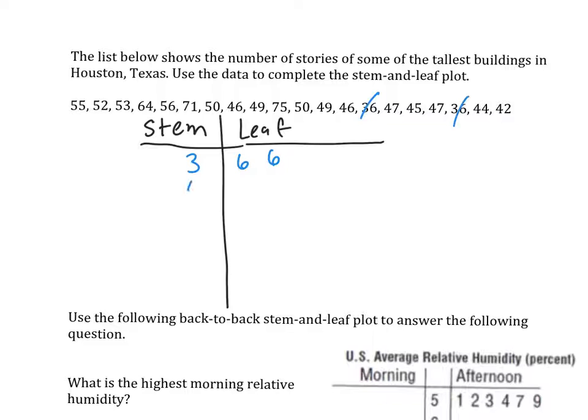And then we have some 40s. So we'll make a stem of 40. And it looks like the lowest one is 42. And then we have a 44. Also 45. 46. And another 46. Oh, those are a little bit close. So I'm going to make sure that I try and keep them evenly spaced. 47 and another 47 and 49 and another 49.